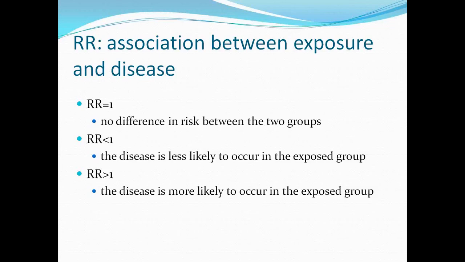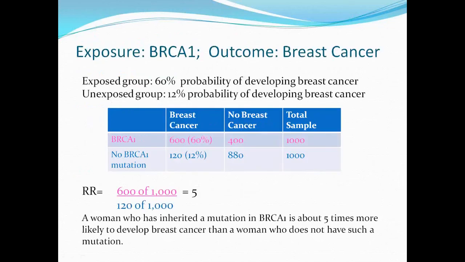developing breast cancer. And if the relative risk is greater than 1, then the disease is more likely to occur in the exposed group than in the unexposed group, or the exposure being studied is a risk factor. And an example of that is BRCA1 and breast cancer. So if we want to look at that in more detail to explain the concept of relative risk, we can look at the exposure of BRCA1, and we can look at the outcome breast cancer.